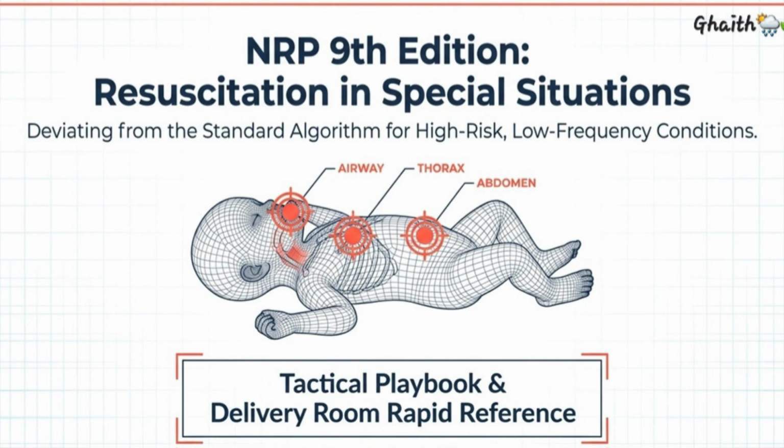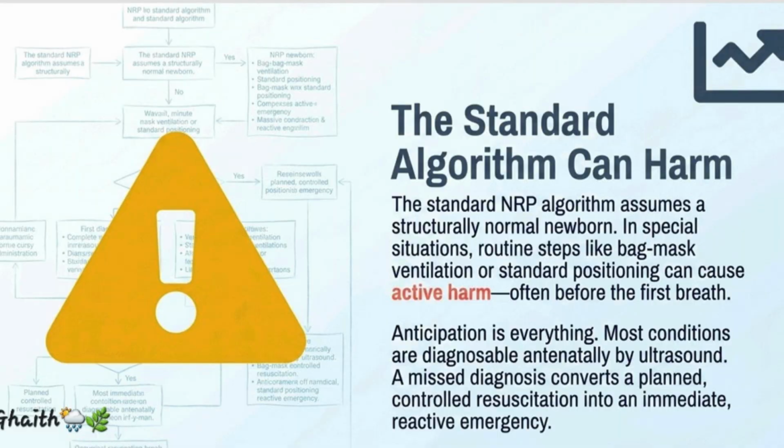This is a tactical playbook, a rapid reference for the delivery room, organized around three anatomical zones: airway, thorax, and abdomen, plus the systemic conditions that don't fit neatly into any one compartment. Let's get into it. Here's the core premise of this entire lecture.